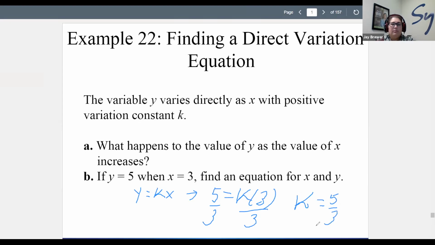But that's not what the question asked, right? The question wanted to know what's an equation involving x and y? Okay, well, now that we have k, we can just work backwards a little bit. Y equals 5/3 x. Do you agree or disagree?